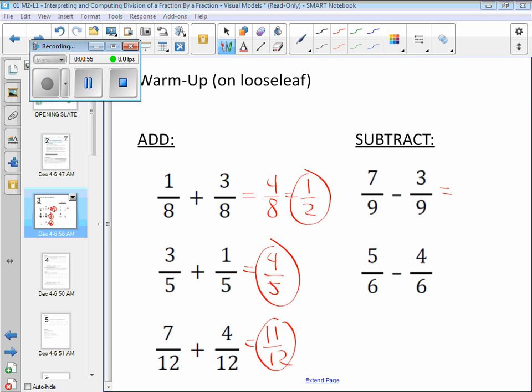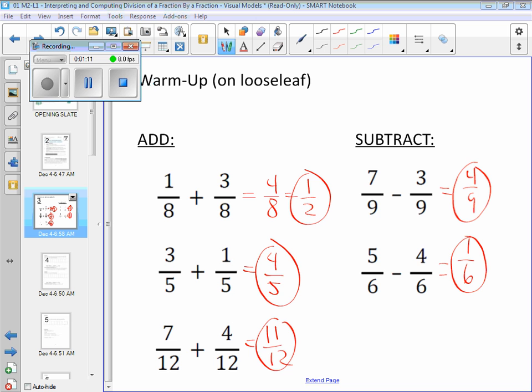What's 7/9 take away 3/9? Steven. 4/9. And finally, 5/6 take away 4/6. Z. 4/6. I mean, you got them all right.